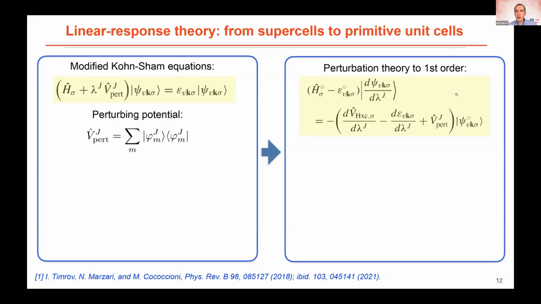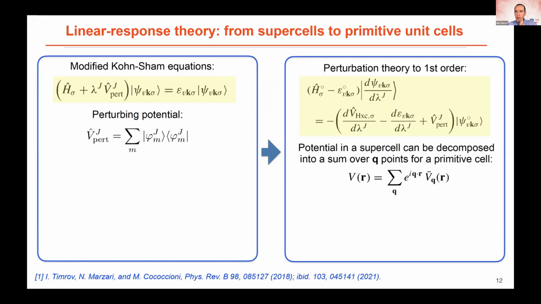So in this equation on the right, instead of the equation on the left in yellow, we solve the equation on the right in yellow. So dψ over dλ is the response of the wave function. dV Hartree exchange correlation over dλ is the response of the Hartree exchange correlation potential. The dε over dλ is the response of the eigenvalues. And V perturbation is the original perturbing potential. So now we need to solve this equation on the right instead of the equation on the left.